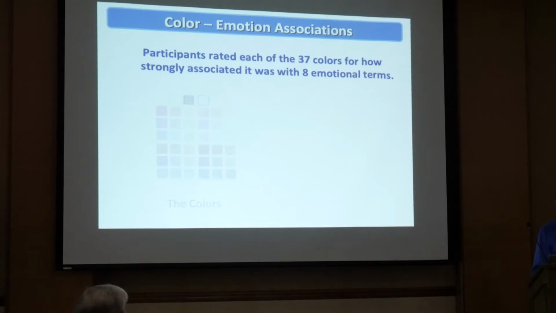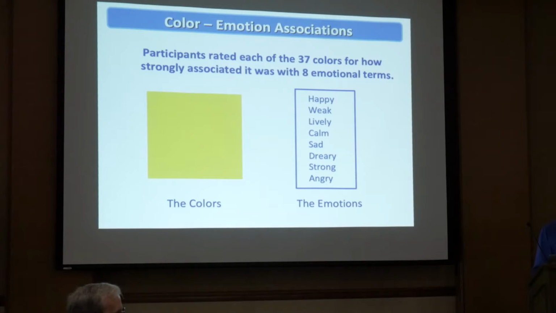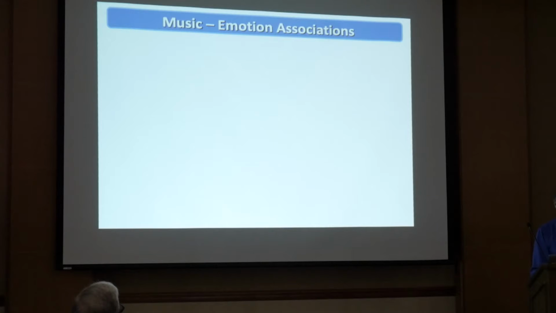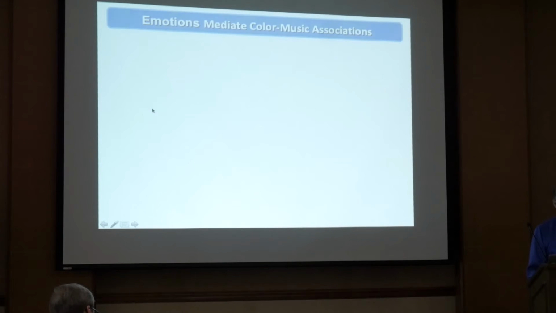So then we collect these data, we give people a color and an emotion and say, well, for this color, how happy is this color? And they use that slider scale, like I said before, how weak is this color, how lively is this color, and so forth, to get these emotional ratings. And for the music, we do a similar kind of thing. So I can even play it for you. So how happy is this music? How weak is it? How lively is it? And similarly for the other pieces, how happy is this music? Et cetera, et cetera.